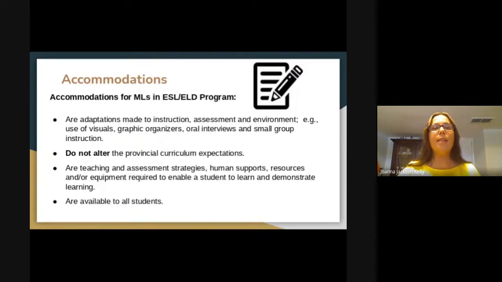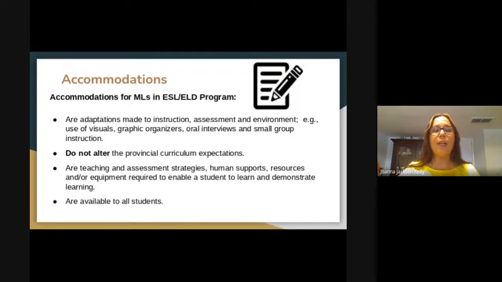If consistently using UDL, differentiation, and CRRP are not moving the student up the French curriculum, you can use the accommodations in English or French. Accommodations are adaptations made to instruction, assessment, and environment. Examples include use of visuals, graphic organizers, oral interviews, and small group instruction. Accommodations do not alter the provincial curriculum expectations.